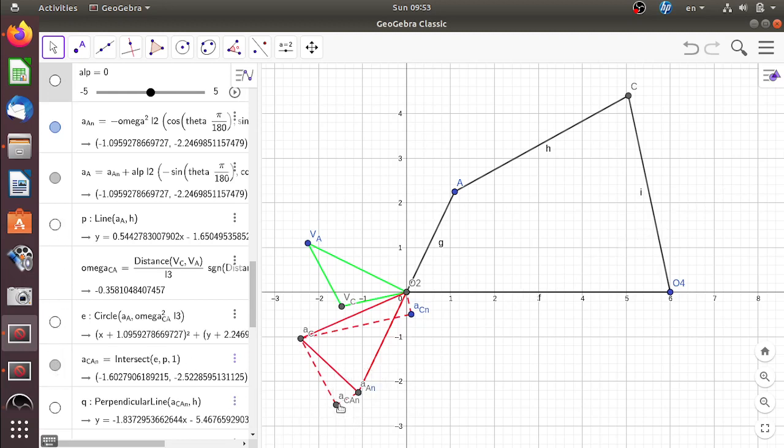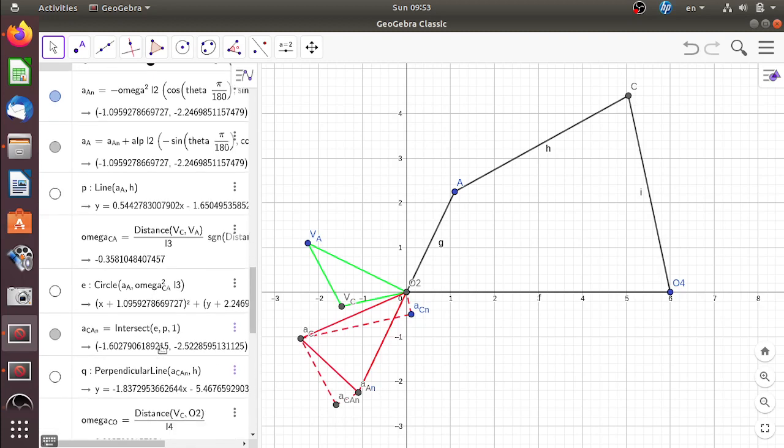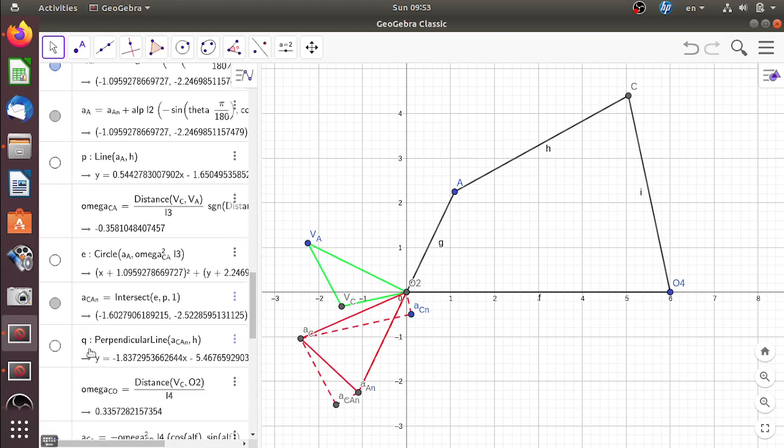Once I know the normal component of the acceleration CA, I have to identify the tangential component. I do not know the tangential component, but what do I know? I know that the tangential component will be perpendicular to this line, right?